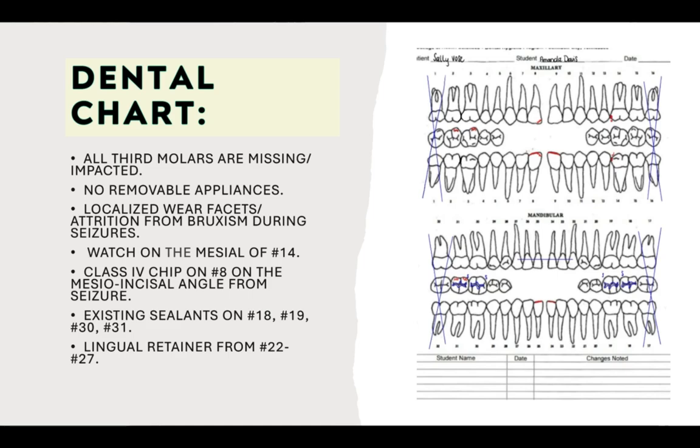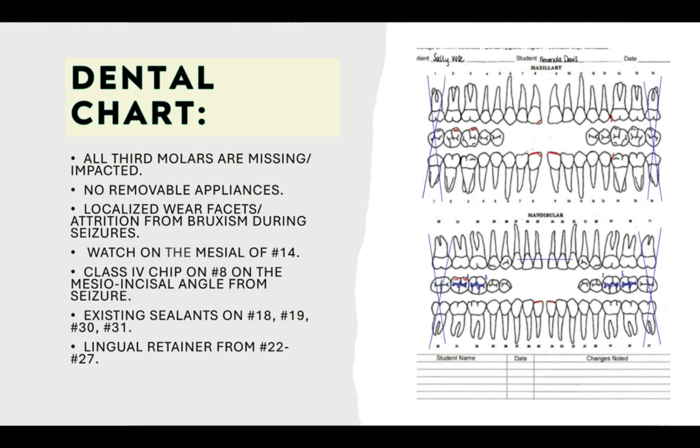For Sally's dental chart, I noted that all third molars are missing. There were localized wear facets and attrition from the bruxism during her seizure. There is a watch on the mesial of 14 and a class 4 chip on the mesio-incisal angle of tooth number 8 from her last episode as well.